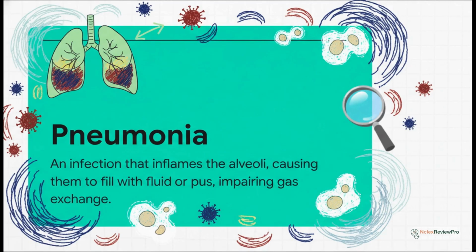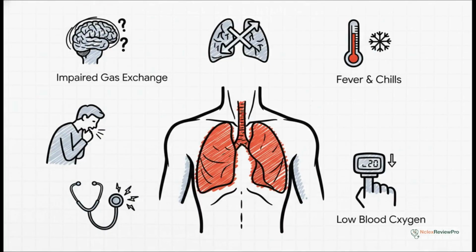All of a sudden, the very space that's supposed to be for air is just occupied. And the consequences of that are immediate. Gas exchange just tanks, which leads to low oxygen in the blood, or hypoxia. Now here's something you have to remember. One of the earliest signs of that hypoxia, especially in older adults, can actually be confusion or agitation.